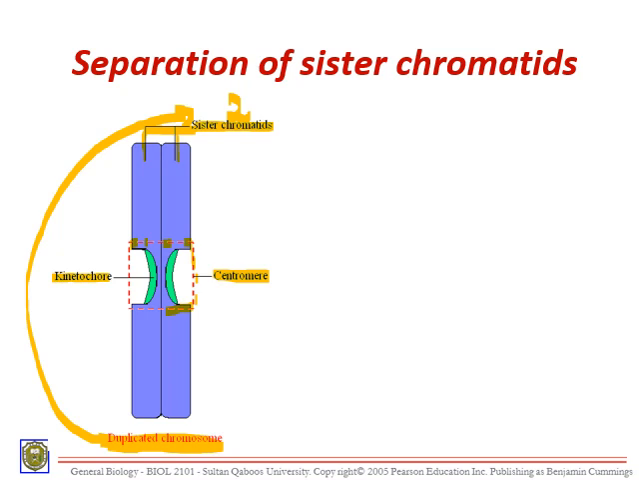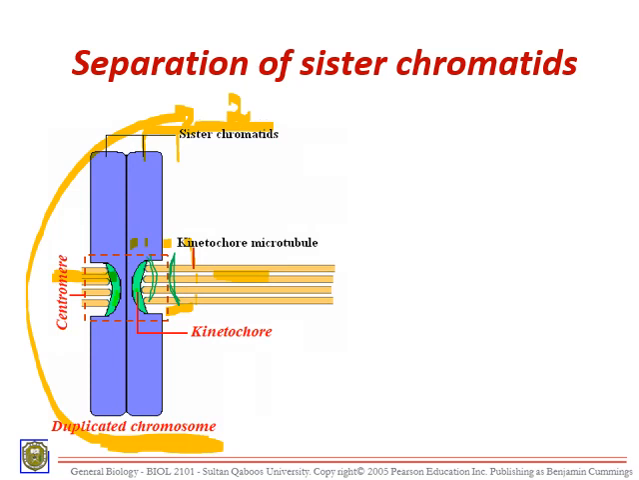So this green thing over here, let me select a pen. This green thing over here, this is the kinetochore. Okay, what happens next? The kinetochore microtubules, they attach to the what? To the kinetochore, from the name. Kinetochore microtubules, they attach to the kinetochore.